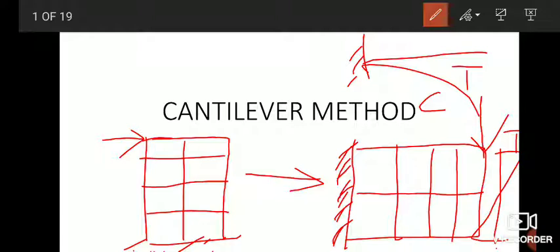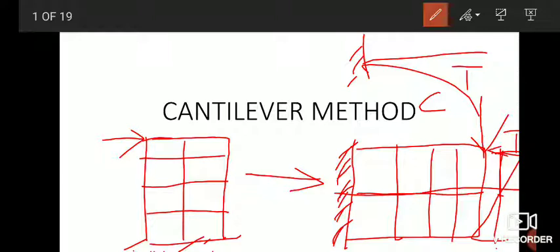The bending stress at a particular fiber is directly proportional to the distance from the neutral axis. That's M by I is equal to f by y, so f is directly proportional to y, that is M by I into y, where y is the distance from the neutral axis. The neutral axis will be here; it cannot be at the center. If it is at equal distance, it will be at the center anyway. So it will be proportional to the distance from that neutral axis, and here that force acts in this direction.